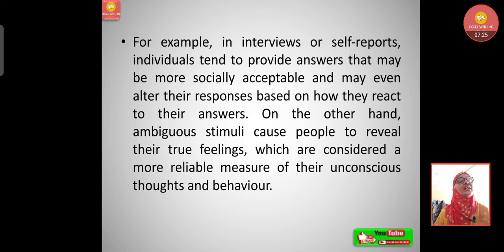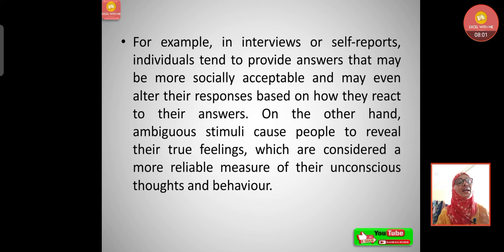For example, in interviews or self-reports, individuals tend to provide answers that may be more socially acceptable and may even alter their responses based on how others react to their answers. So in any interview or self-report, individuals provide answers that may be socially acceptable. We won't give our own perception. We even accept all the things that come socially from our ancestors, and we react based on them.